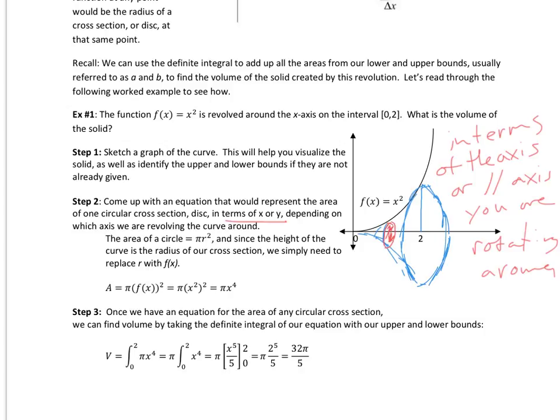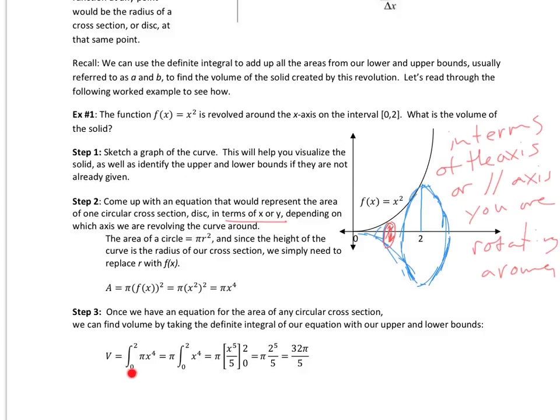So we need to first come up with the area formula for this circle. And again, the area of a circle is just pi r squared. Well, the radius in this situation, if you think about it, is the height of the circle, and the height of the circle is the function height. So that's why I put f of x there for the radius. And then you could replace that with the actual function itself, which is x squared. And so we find out that this equation, pi x to the fourth, represents the area of this circle. So pi x to the fourth is what we're going to integrate.